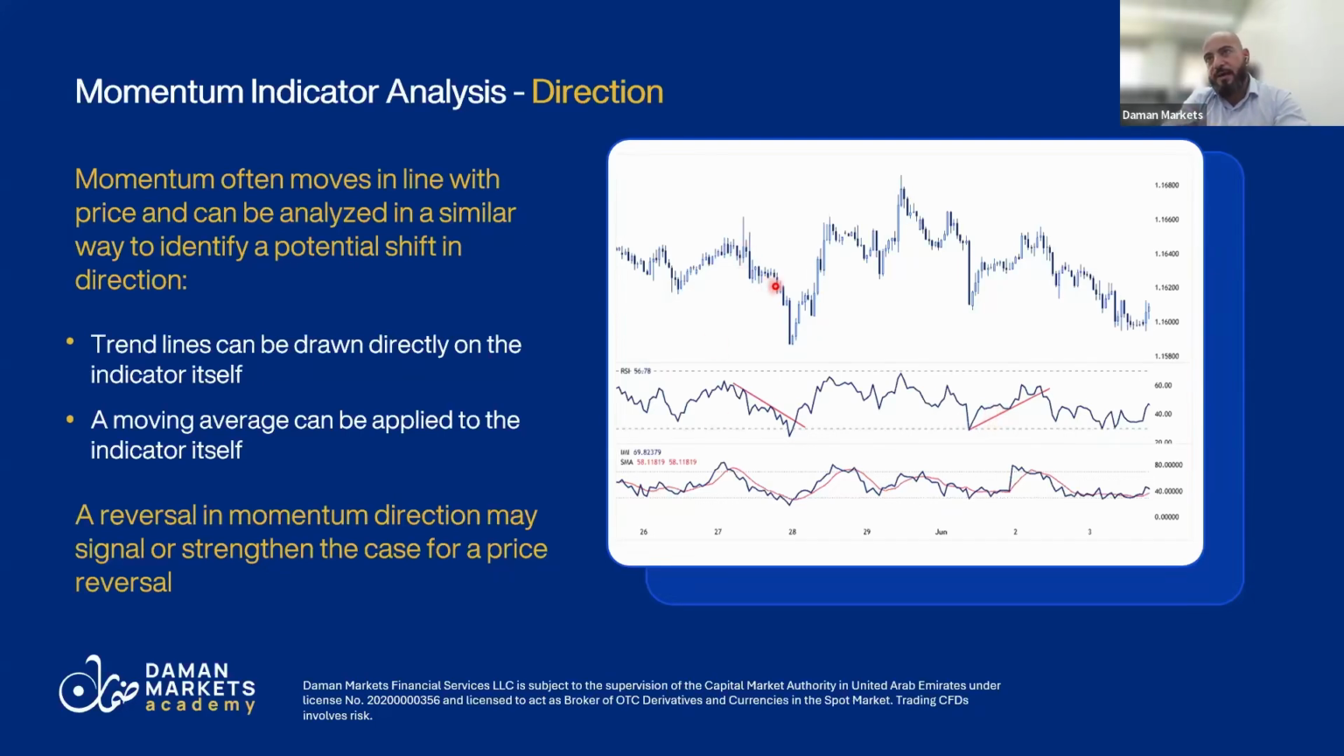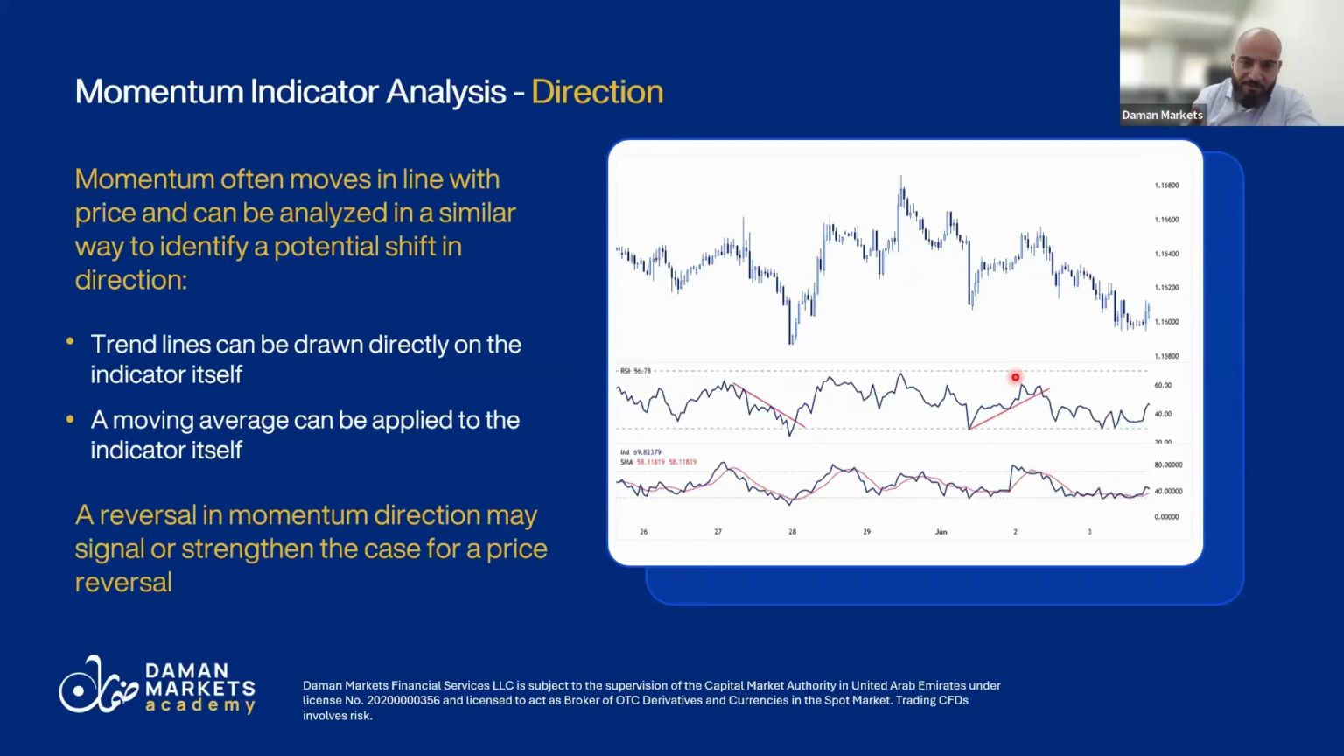When prices are moving down, momentum oscillators are moving down. When prices are moving up, momentum oscillators are moving up. So they move in tandem, in parallel, or in sync. Because they move in sync, the same techniques we use to identify the trend of the price, we can use to identify the trend and the direction of the momentum oscillators.